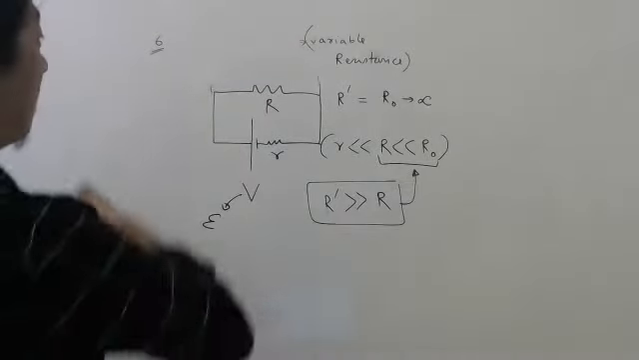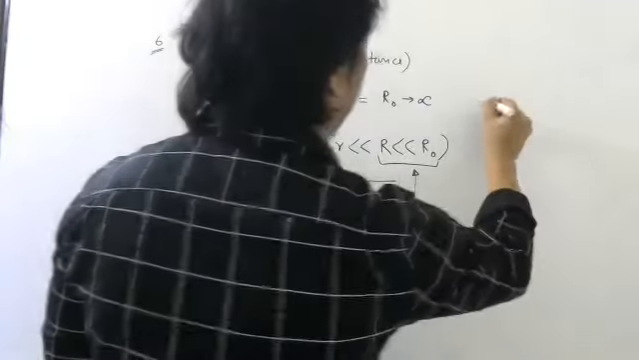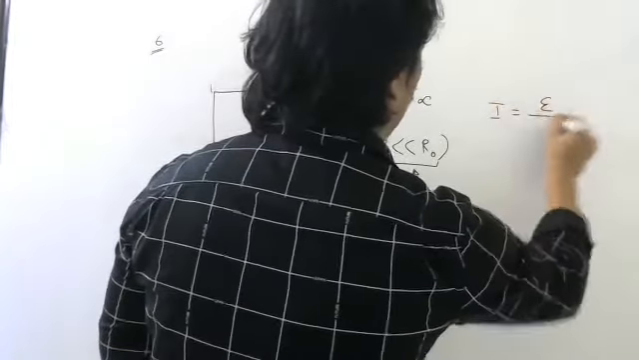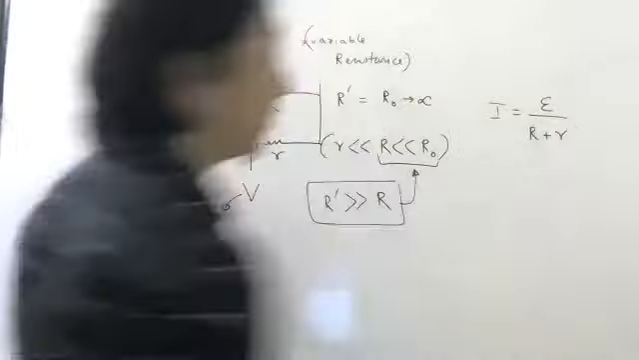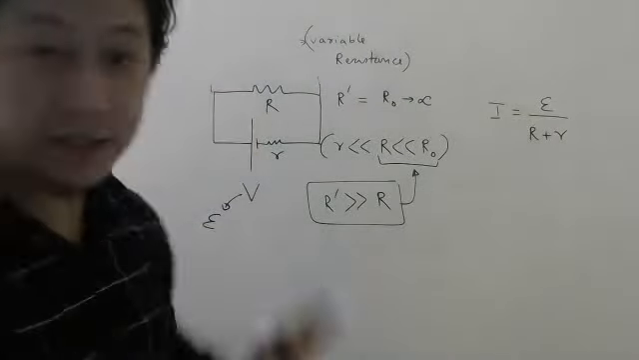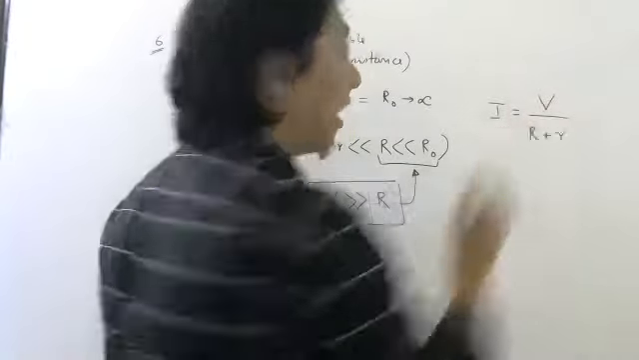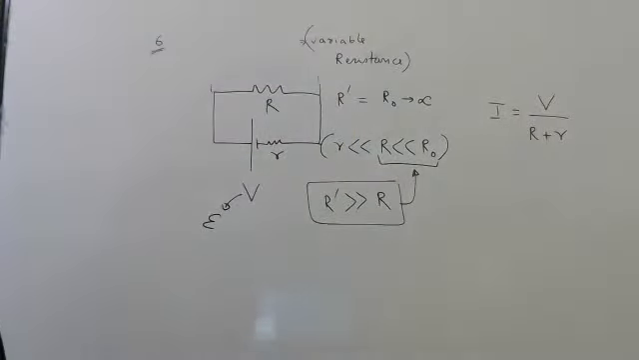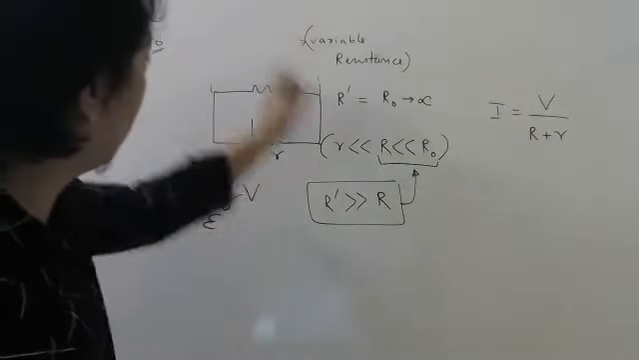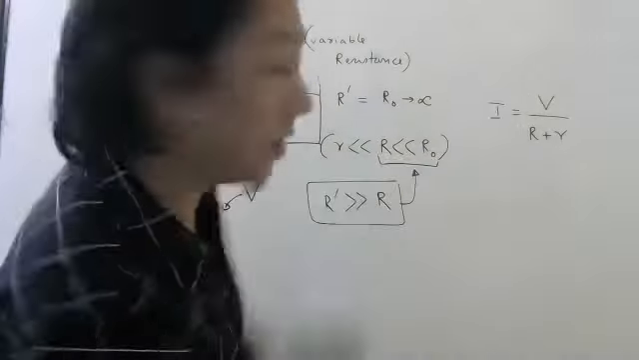Suppose you don't have R dash. Then what will be the current? E by R plus R. Yes or no? If there is no R dash, current will be E by R plus R, which in this case I should write V by R plus R. Understood? If R dash was not there, current flowing in this circuit will be this much.